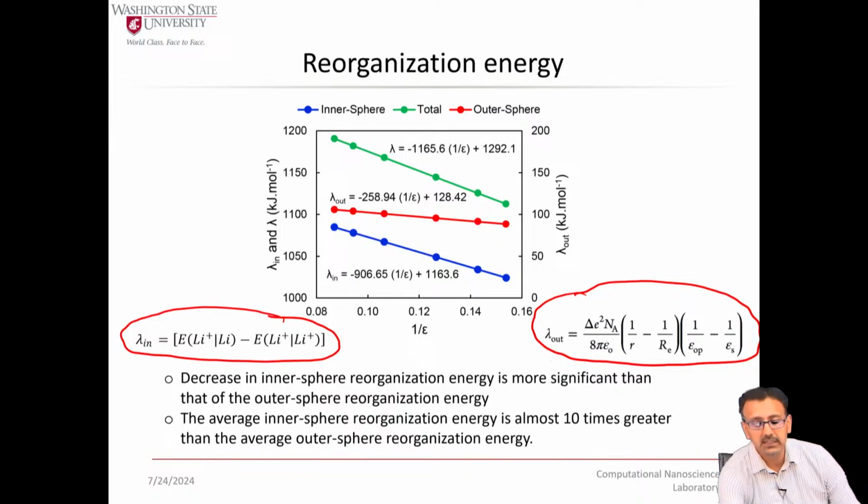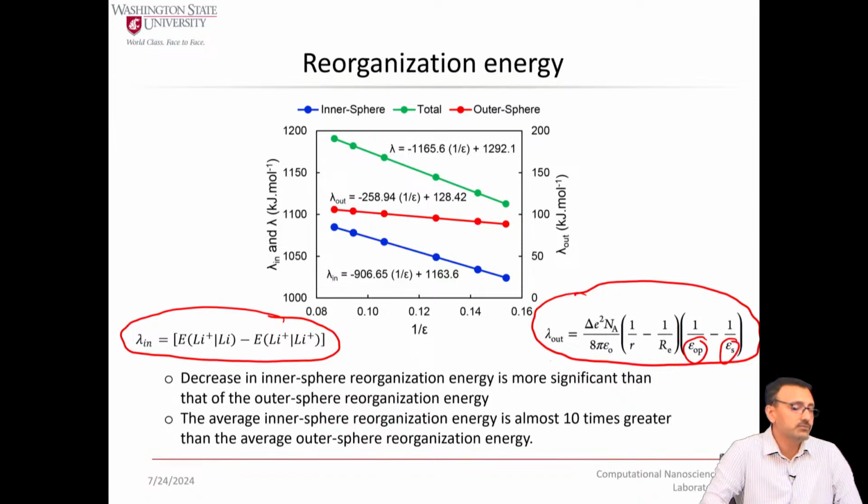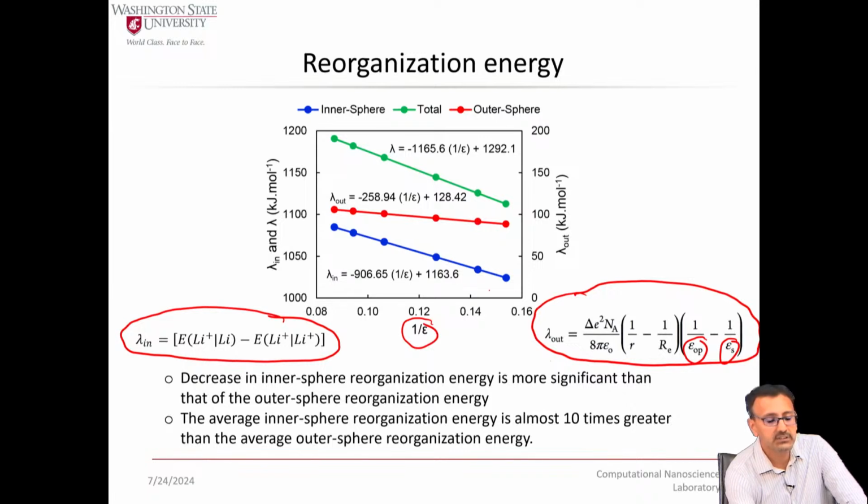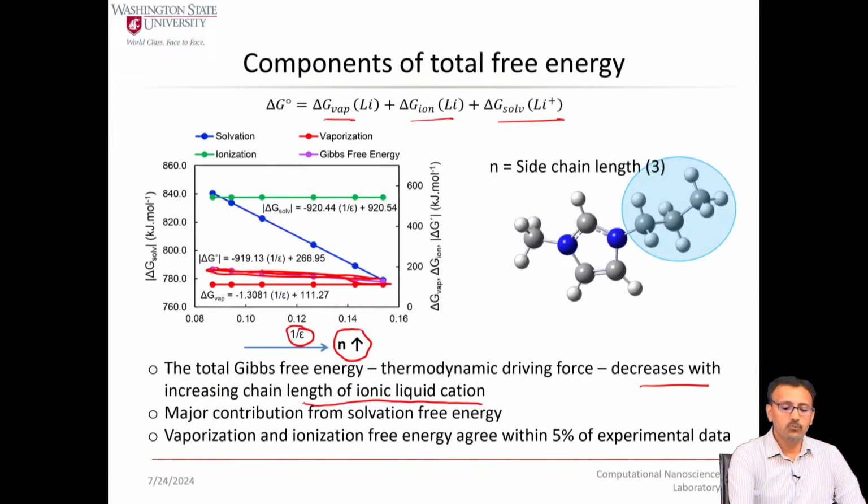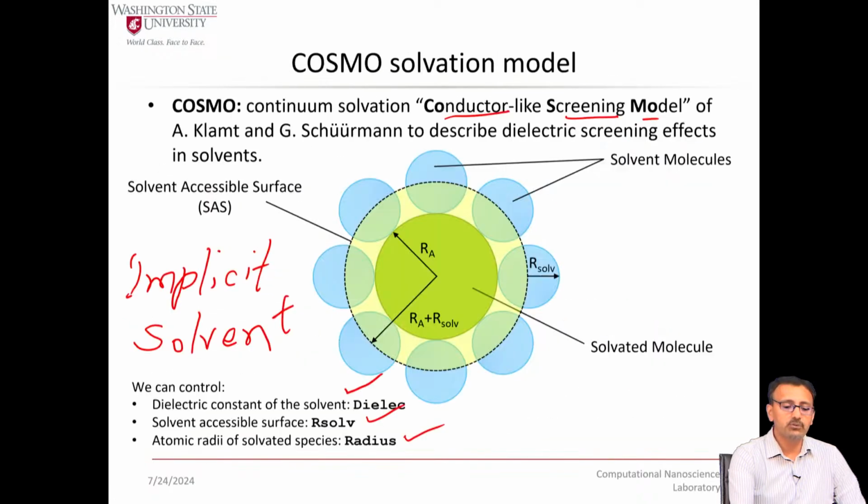Not surprisingly, the key parameters for solvent reaction are related to the optical and static dielectric constant of the solvent, which is basically the ionic liquid electrolyte. So that is all accounted for, and what you see in this plot is the inner sphere and the outer sphere reorganization energy as a function of 1 over dielectric constant. Okay, so this is a high dielectric constant, this is low dielectric constant. So we have calculated all these components in the Marcus theory.